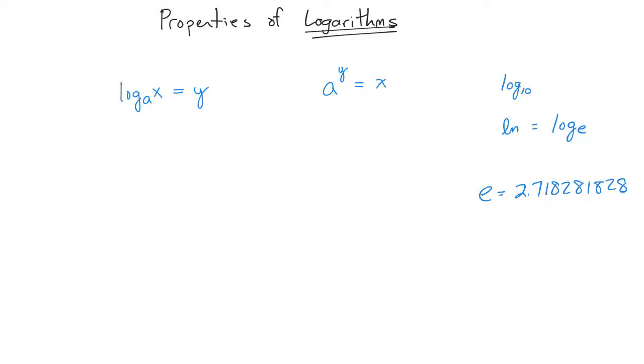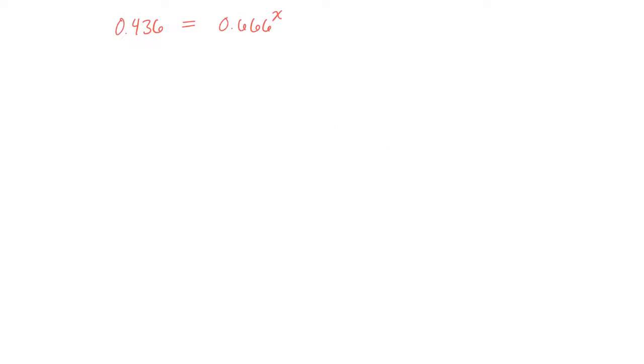2.718281828. So, for example, the log base 10 of 10 would be equal to 1 because 10 to the first power would be equal to 10. Likewise, the log base 10 of 100 would be 2 because 10 to the second power is equal to 100. So this actually allows us to solve for x in this problem.